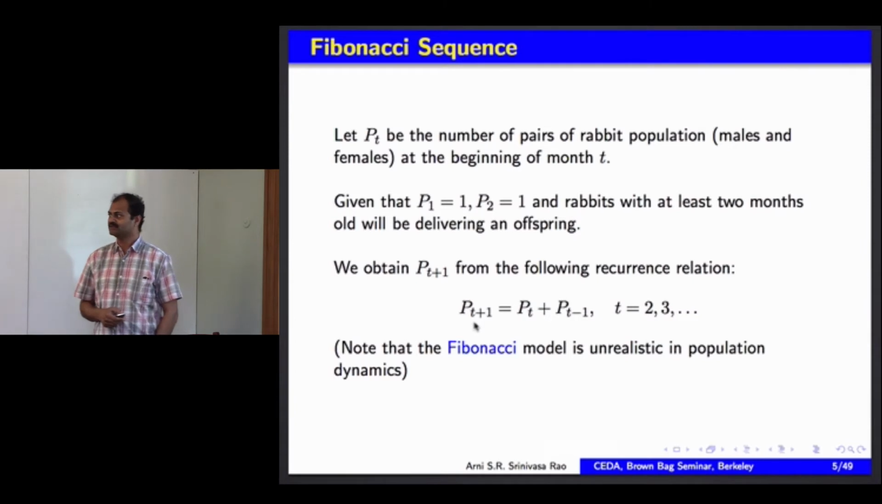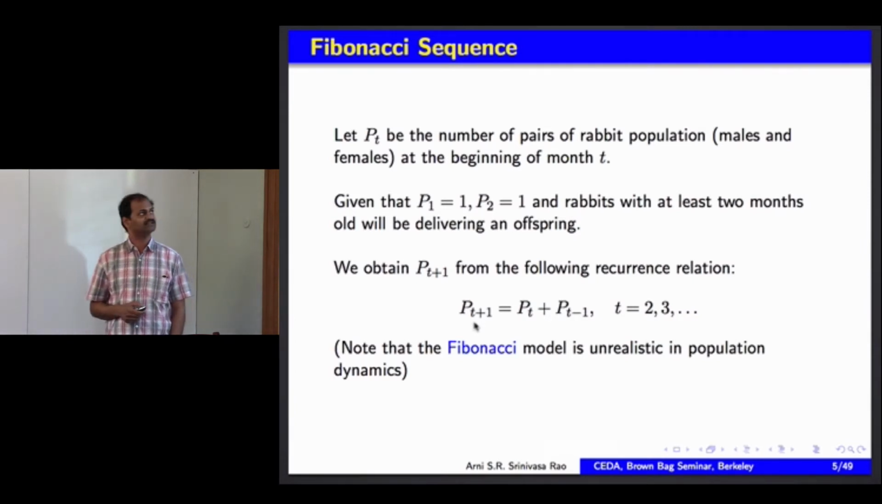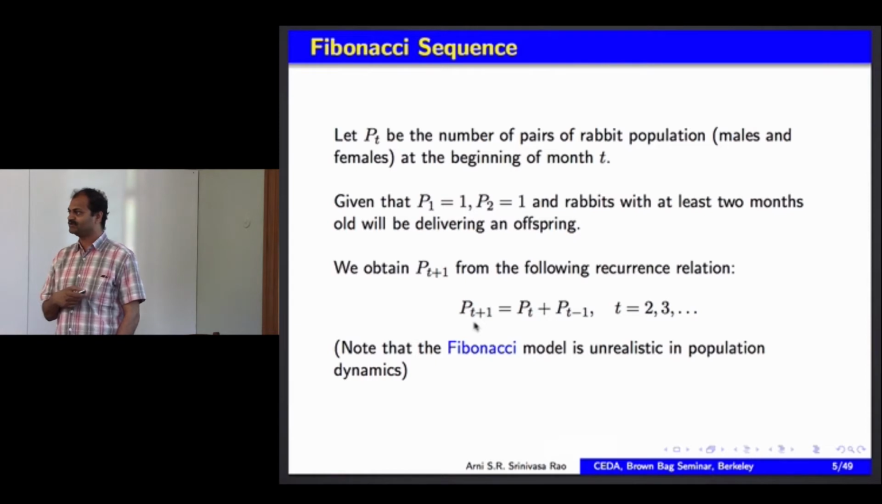This is the first available literature I find on population dynamics. If you see the Fibonacci numbers, if P_t is the number of pairs of rabbits at the beginning of some month t, then P_1 equals 1 and P_2 equals 1, and rabbits at least 2 months old will deliver an offspring. Then Fibonacci found that P_{t+1} equals P_t plus P_{t-1}. This is about a 1,000-year-old equation.